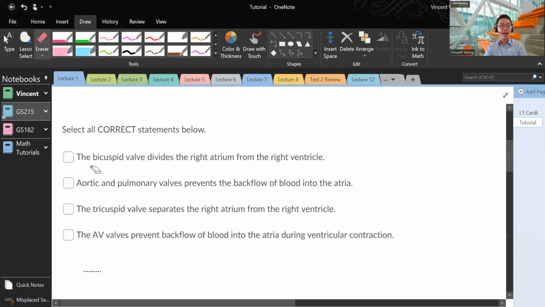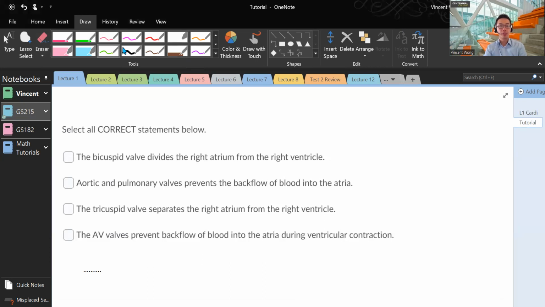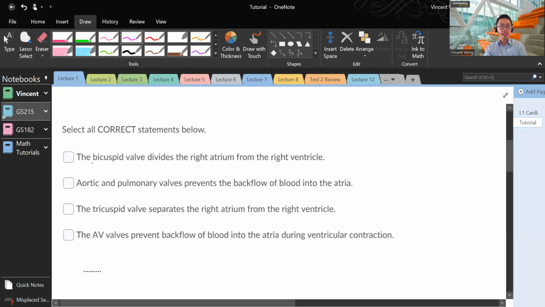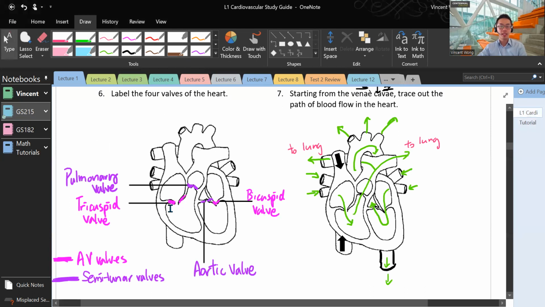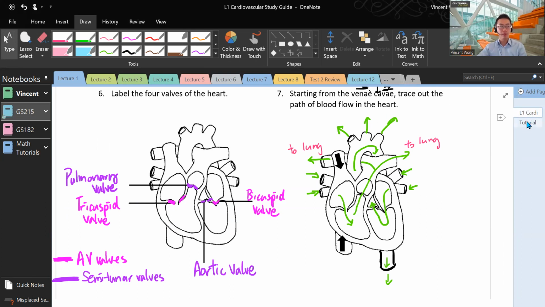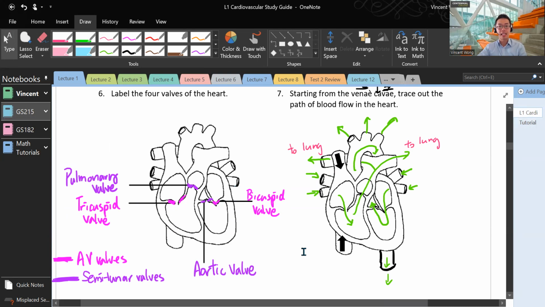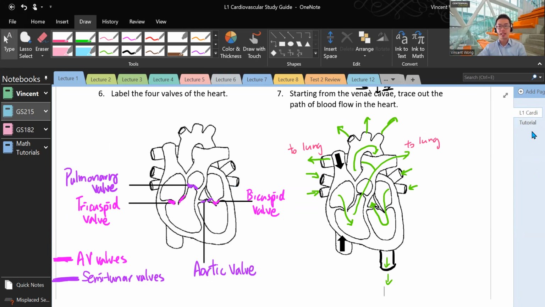First one, the bicuspid valve divides the right atrium from the right ventricle. That is incorrect. It is supposed to be the tricuspid. Okay. If you look at the diagram we did, tricuspid on the right, bicuspid on the left. And again, for those of you who still might be a little bit confused, the right and left are reversed because we are looking at it from the front. Okay, so you must know that this is the left side and this is the right side when we are looking at it from the front.